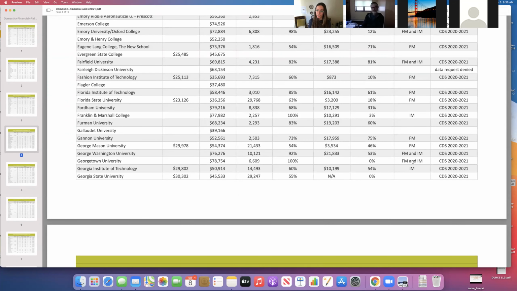When you see this over here in this far column, FM and IM, that means they use both the FAFSA and the CSS profile. They use both the federal methodology and the institutional methodology. And that's actually really helpful.